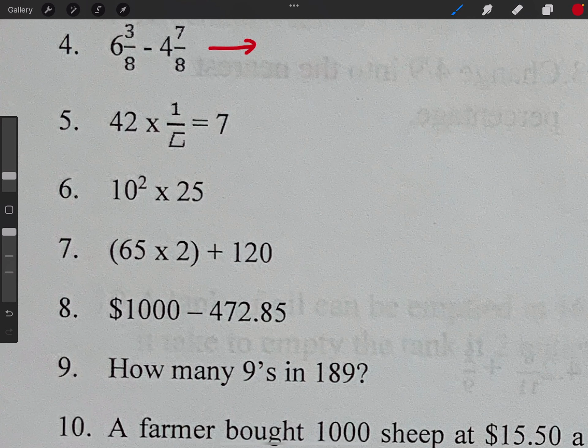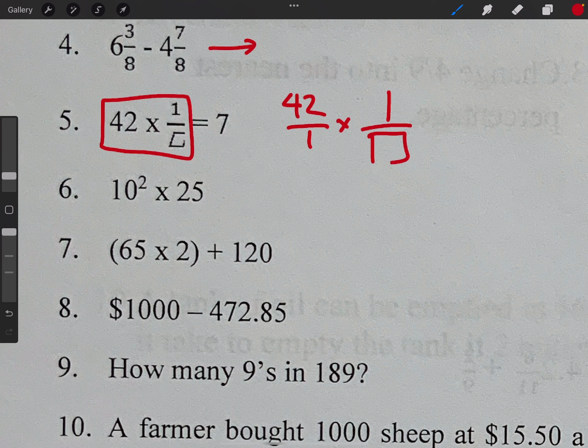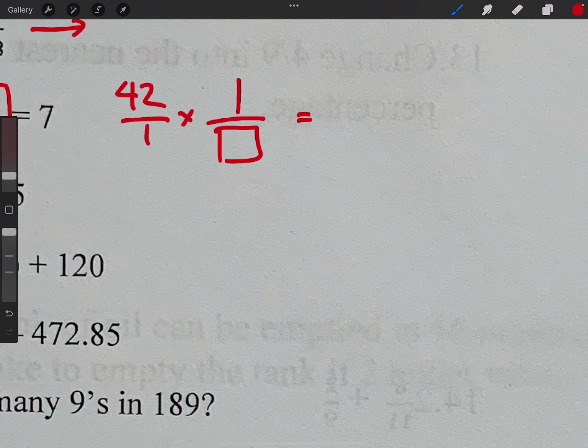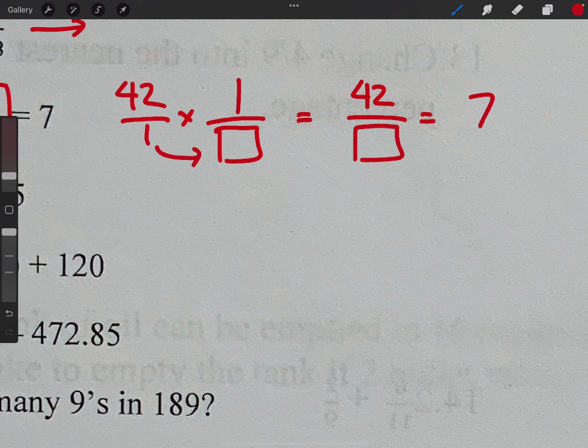Okay, what is this? Something over 7. Okay. So, again, we've got a whole number multiplied with a fraction. 42 is over 1. Times 1 over something is equal to 7. So let's work it out. 42 times 1 is 42. 1 times some number is just the same number. So 42 divided by what gives me 7? So really the question is, what's 42 divided by what is 7? Okay, so you can work out what that box is.